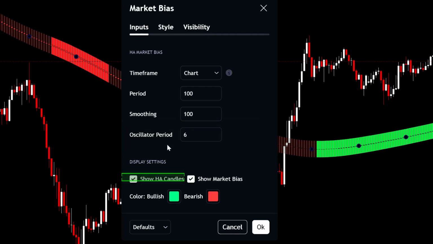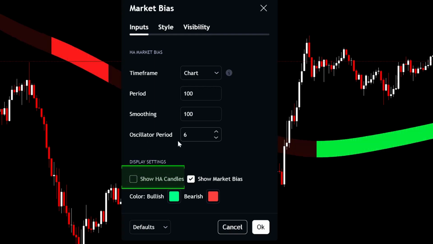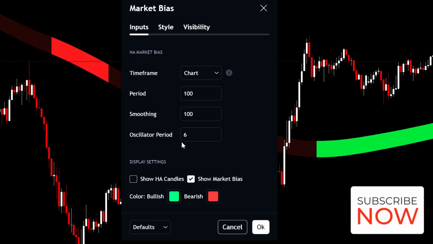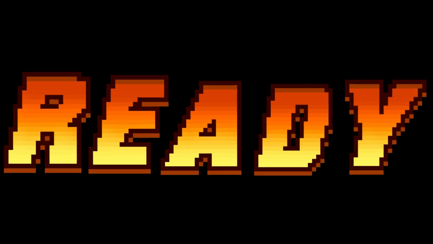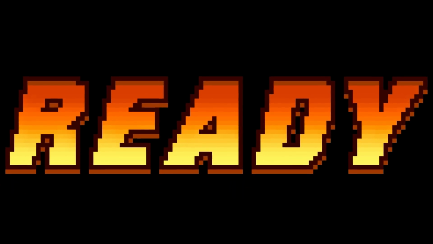Next, this is important. We're going to disable the Show HA option. HA stands for Heikin-Ashi, and while those candles can be useful in some situations, for this particular strategy we want to focus on the core signal generated by the indicator without the Heikin-Ashi display. So simply uncheck that box. That's it for market bias settings. No other changes are needed. Now we have both our QQE signal and our market bias indicator optimized and ready to work together.